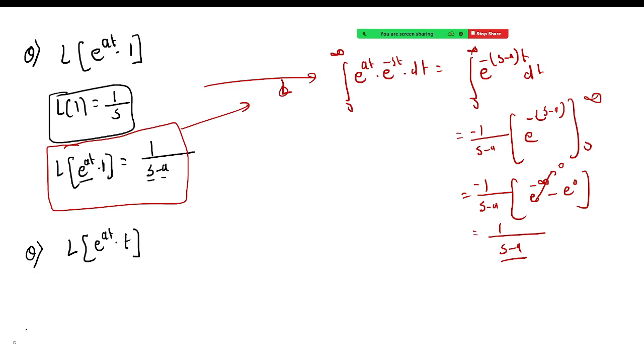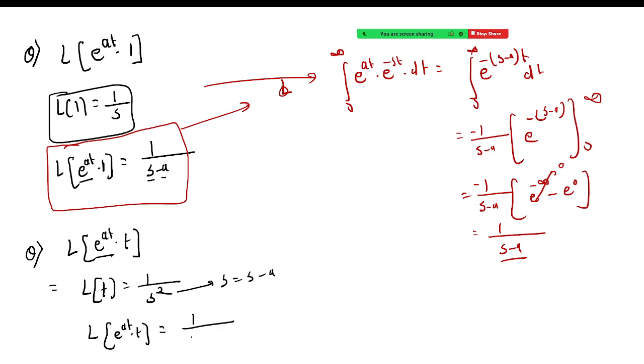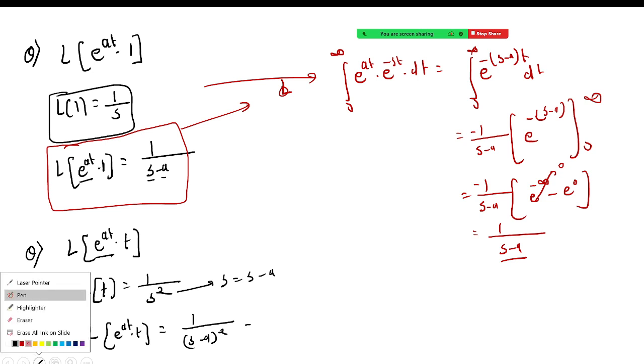Now, how can you solve these things? By the first shifting theorem. Just try to understand: Laplace of t is equal to 1 upon s square. Now, here this is at, so just substitute s equals s minus a. So your Laplace of e to the power at into t will become equal to 1 upon (s minus a) whole square. Let's say, fine.